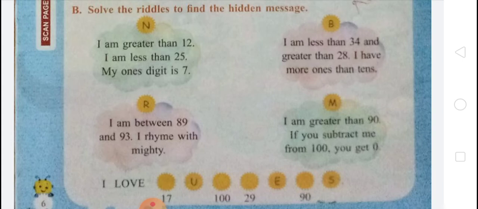Question third: I am between 89 and 93. I rhyme with mighty. That is 90.